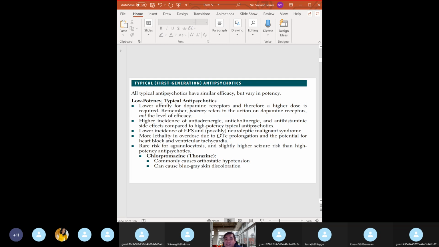So what are the drugs? Chlorpromazine. Chlorpromazine, think corneal deposits, right? It causes orthostatic hypotension and don't forget high yield blue-gray skin discoloration. Okay, that's your chlorpromazine. Thioridazine, think about the retina. There's an R there, thioridazine, associated with retinitis pigmentosa.